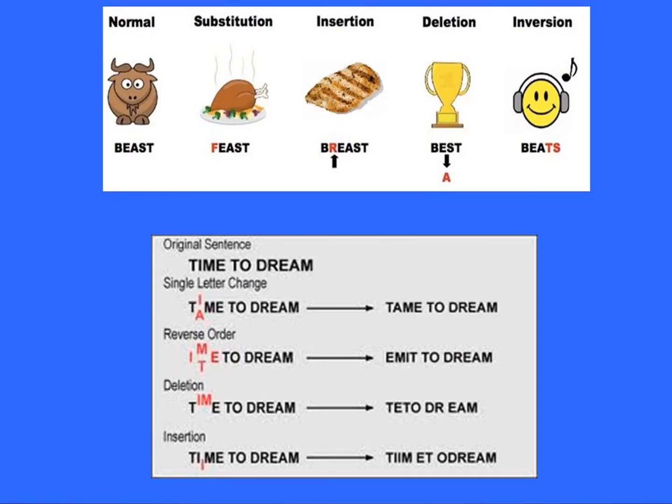Now I wanted you to see this because this is just a better way for you to see it using a name. So look here, this is normal, it's supposed to be beast, but if you change that one letter, subbing it out, it changed to a feast. Well, let's say we added another letter. That became a chicken breast. Let's say we take it off. Now it just says best. And then we have inversion. Now it has beats. So we have all of this to look at as an example.